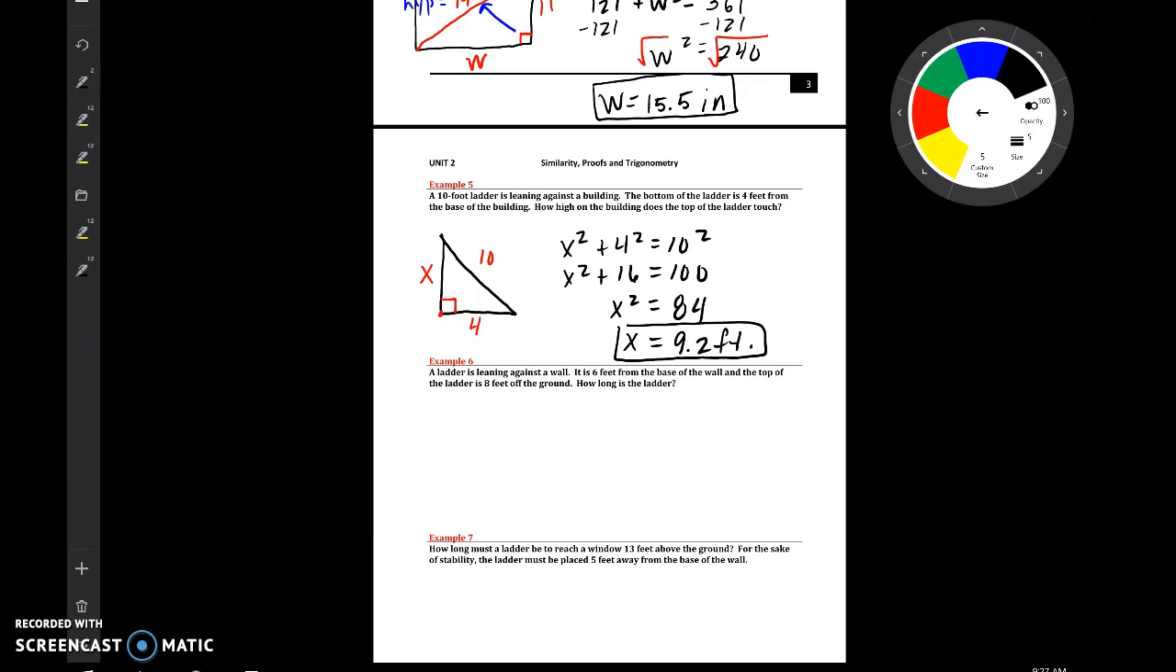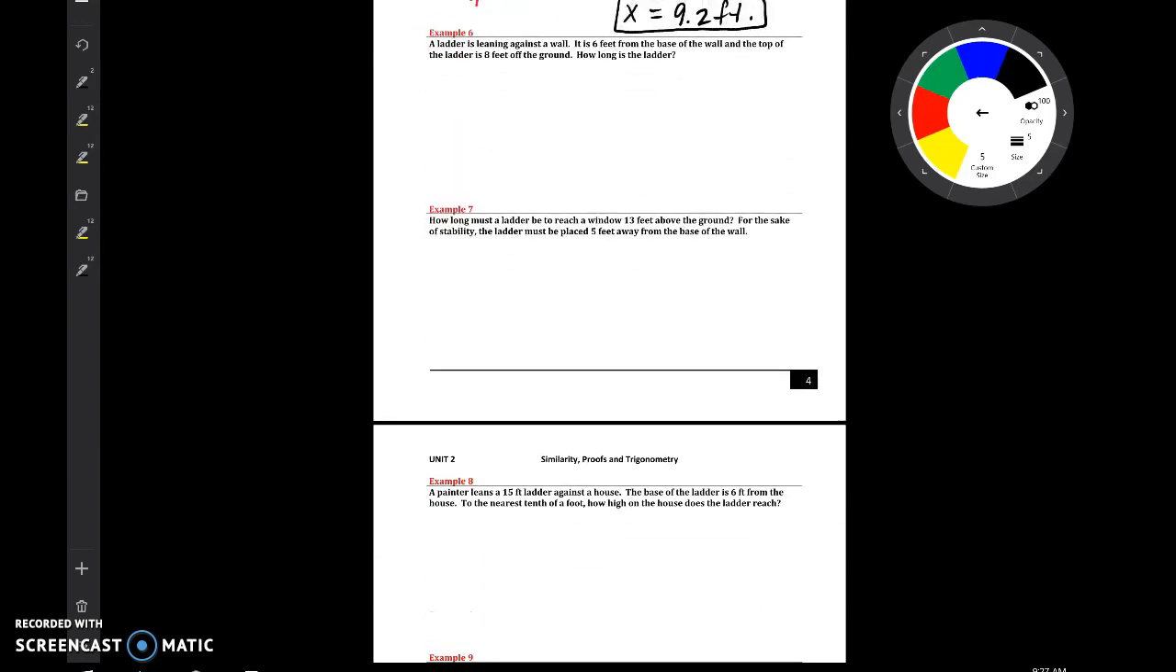All right, same type of scenario. A ladder is leaning against a wall. It is 6 feet from the base of the wall, and the top is 8 feet off the ground. You know what? This has the same values also. Let's go to example 7. How long must a ladder be to reach a window 13 feet above the ground? For the sake of stability, the ladder must be placed 5 feet away from the base of the wall.